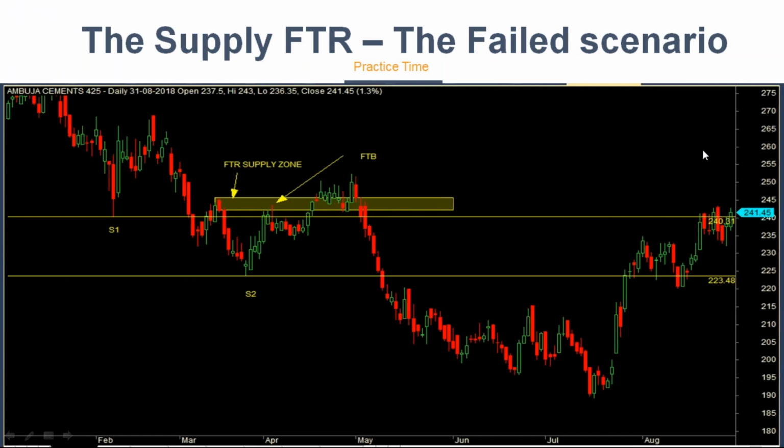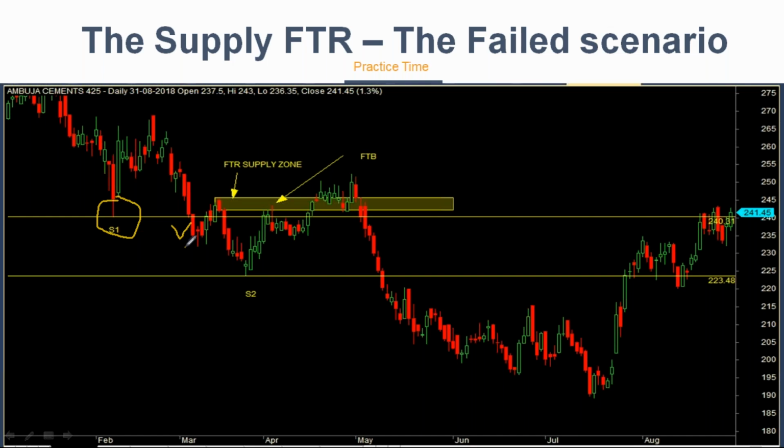Okay, friends, another failed scenario. S1 formed, price broke S1, came and formed a low. Why should I take this one as S2? I'll take this itself as S2, and then price went up and broke. This is my zone, the FTR supply zone. Correct. It slightly reacted, FTB. This is correct. And then broke it.